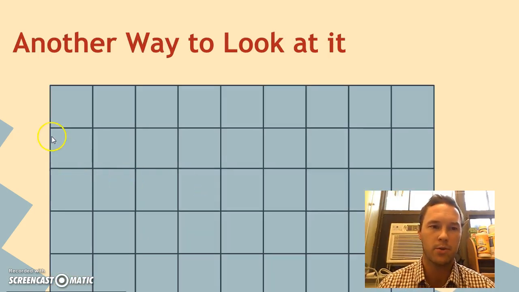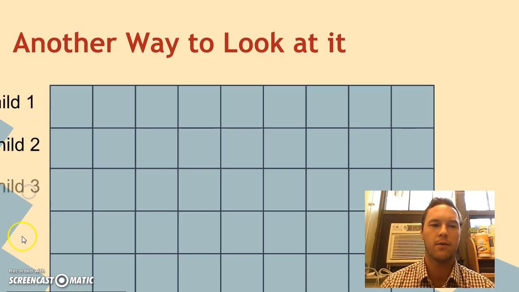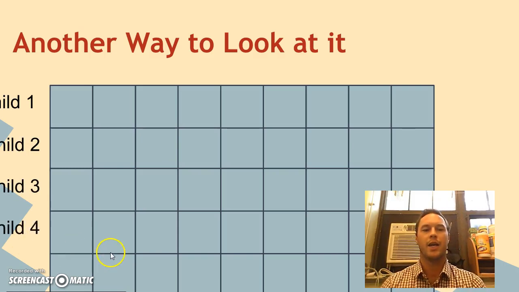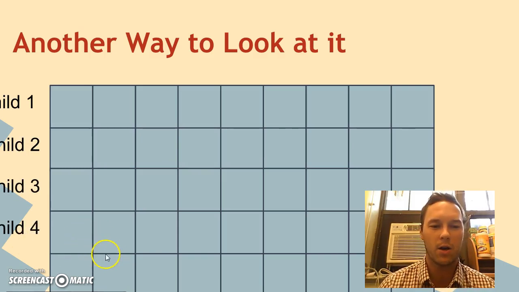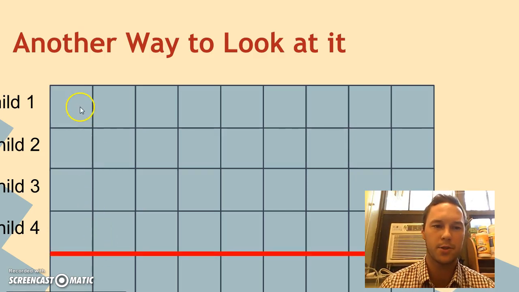So we're going to use the side of our grid again. We're going to count down 1, 2, 3, 4, because we have 4 children, and then we hit our line here across, and then we just count up to 20.